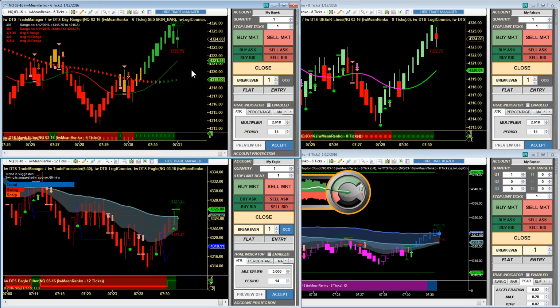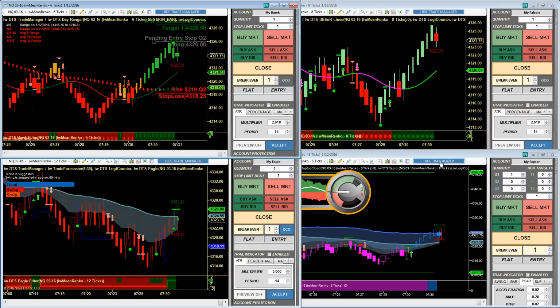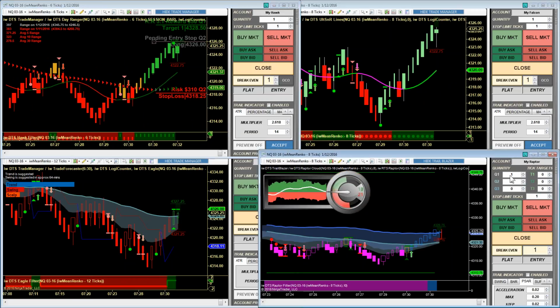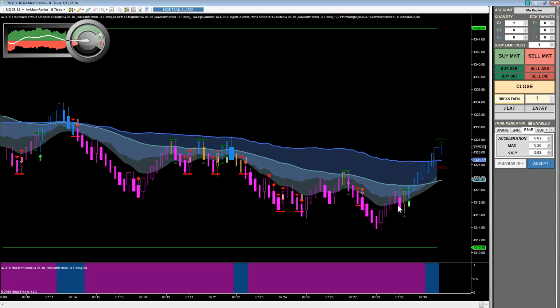Okay, boys and girls, we're getting a first micro macro cross now on the Hawk. And how deep do I need to cover this bad boy? I can try to cover it to there. We already had a soft edge buy here on the Raptor with an itty bitty test of the extreme right down here.